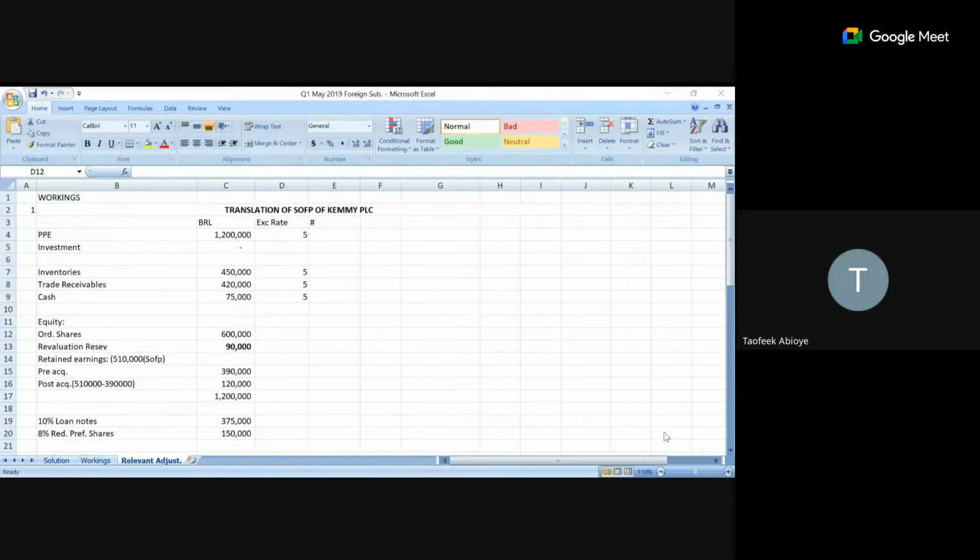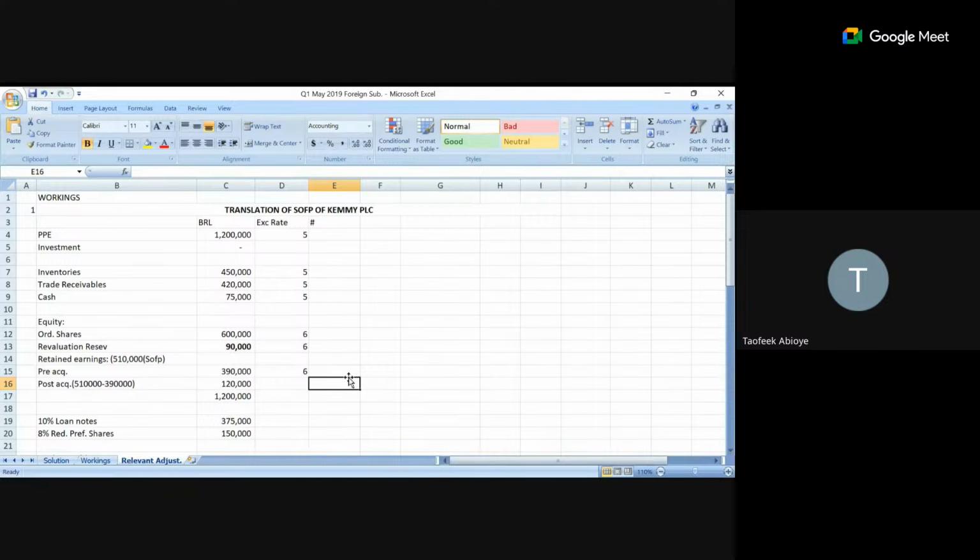That's why we quickly went through that note together. So all equity items will be translated using the DOA rate. And what is our DOA rate? Which is 6, right? Now, revaluation reserve. All these items will be 6, 6, 6, 6. All of them will be 6.